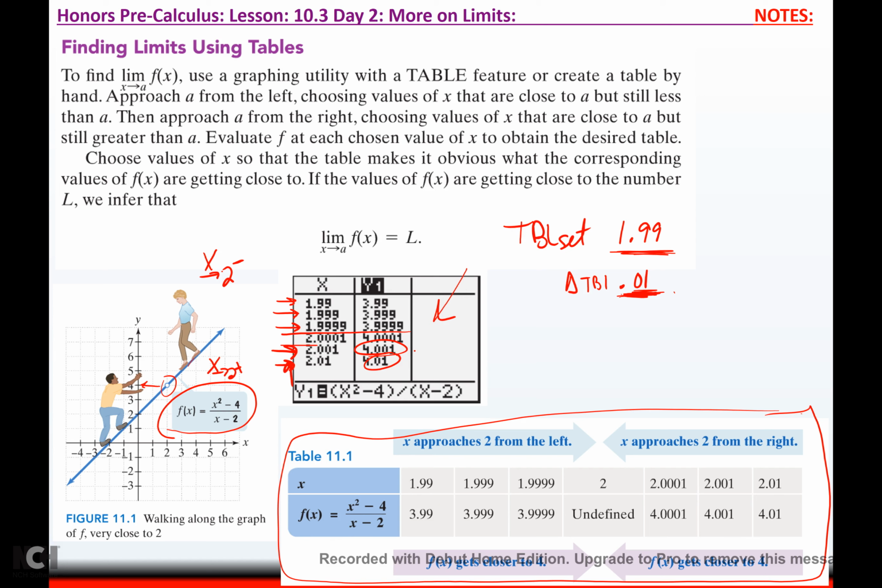So we would say that f of x is getting closer to 4 from the left and it's getting closer to 4 from the right. So we say that the limit is approaching 4. Not exactly, and you can't see in here, at exactly 2 you'd get an error message over here. But by what they're counting by, you didn't see the actual 2.